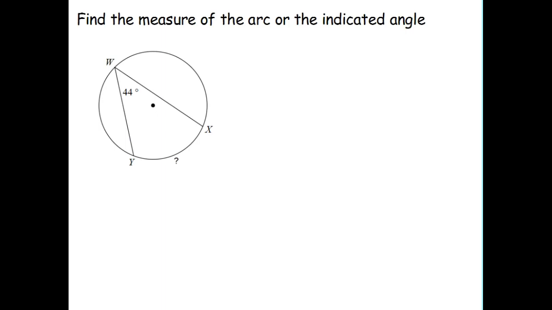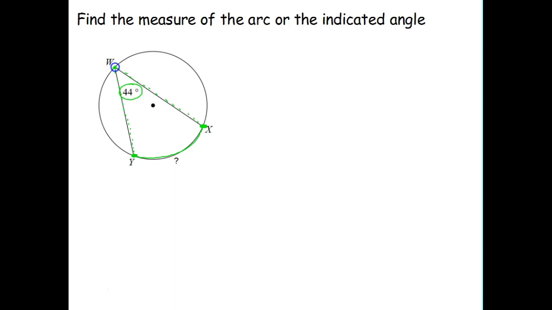Next example. What we're looking for this time is this arc. So the arc goes from Y to X. In order to figure out this arc, we need to find the angle that it's paired with. So if we follow the sides back to where they intersect, you can see that the angle associated with this arc is angle W, which is 44 degrees.